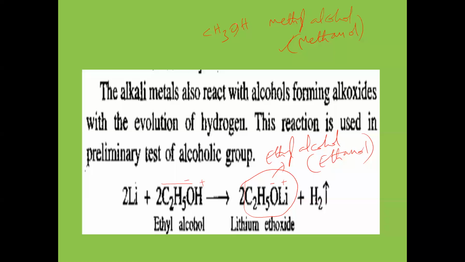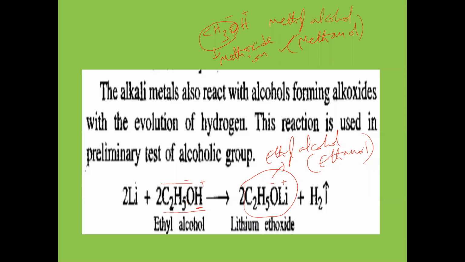In this case, CH3O minus is called the methoxide ion. The methoxide ion is CH3O minus, and H plus is the hydrogen ion. By losing an H plus ion, methyl alcohol converts into CH3O minus. Here also, the C2H5OH ethyl alcohol molecule loses an H plus to form the ethoxide ion.